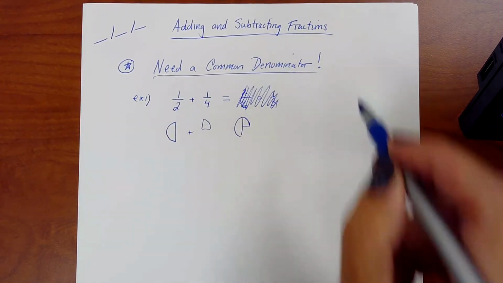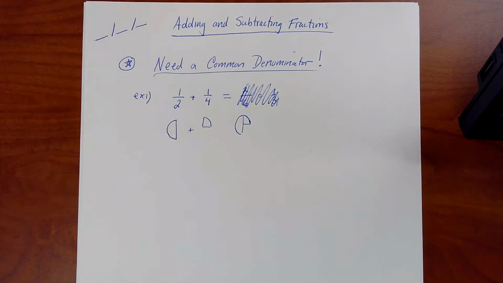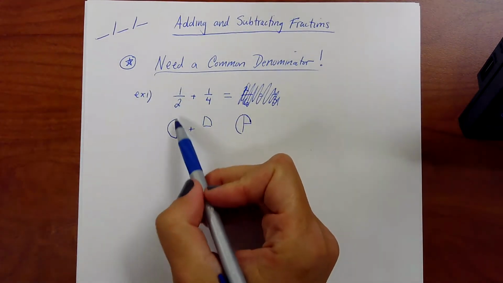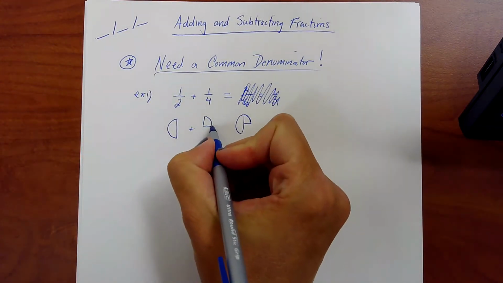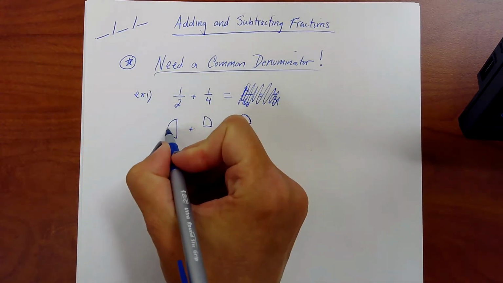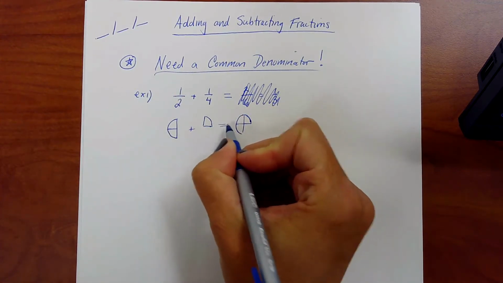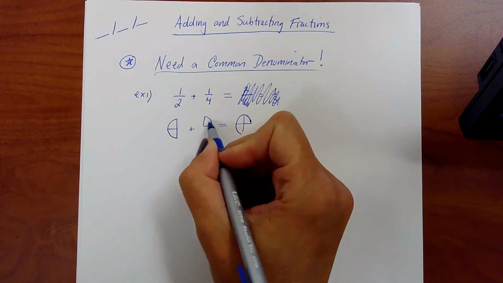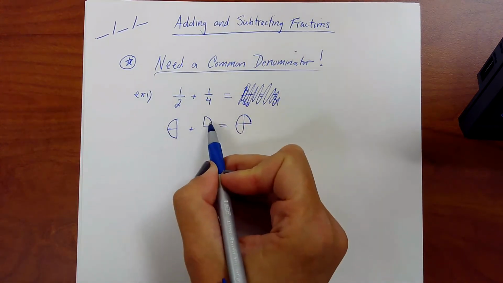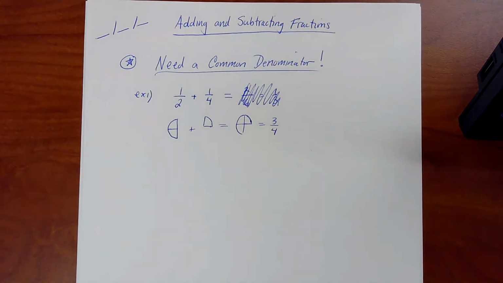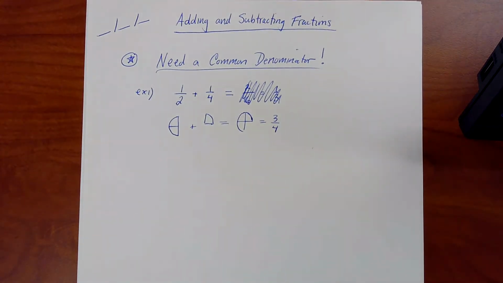Okay? Here's why you need a common denominator, because we're counting pieces. Fractions are pieces of things. They're parts of things. So if you have a half plus a fourth, if you want to count these all up, you want to cut them into the same size pieces. If you cut these all into fourths, you could count. I have 1/4, 2/4, 3/4. And that is the correct answer. So that's why you're going to get a common denominator.